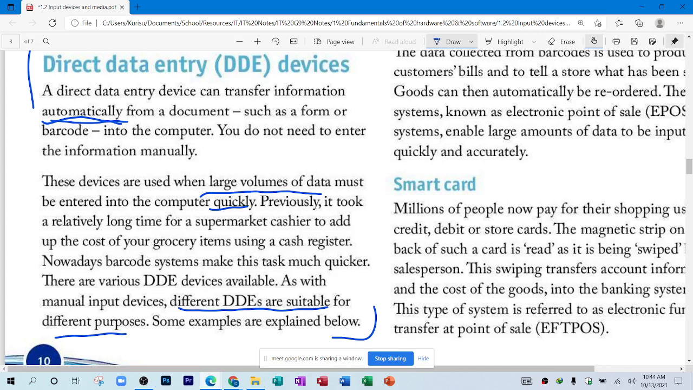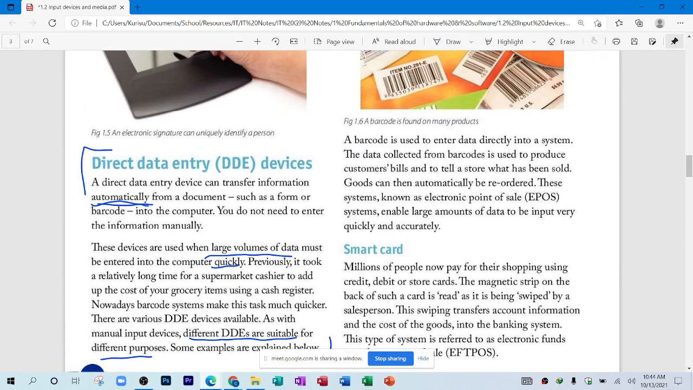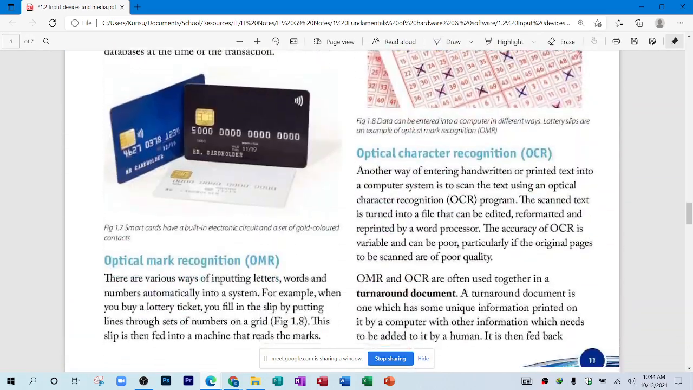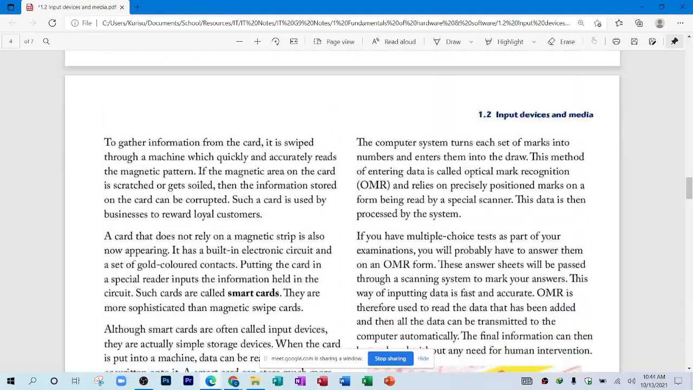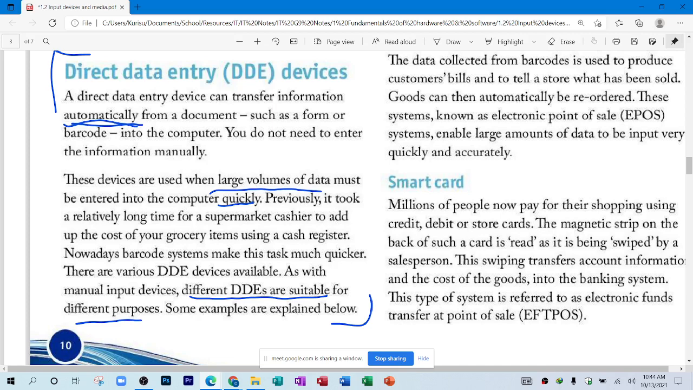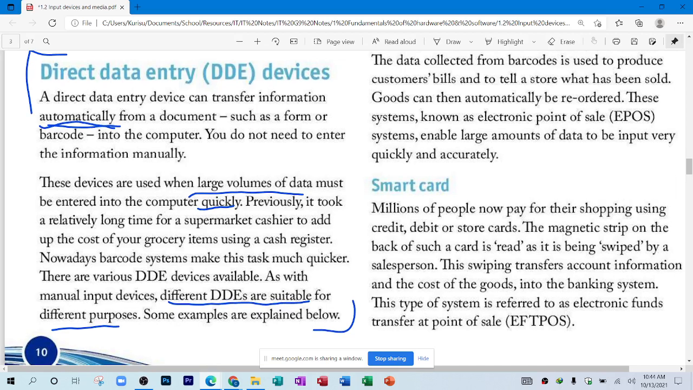There are different forms of direct data entry devices. There are different ways that they collect and input that data, and those are the devices we're going to be looking at next. Some examples are the smart card, the barcode reader, optical mark recognition, and so on. The main takeaway here is that direct data entry devices enter data automatically. That's the first main point to remember.